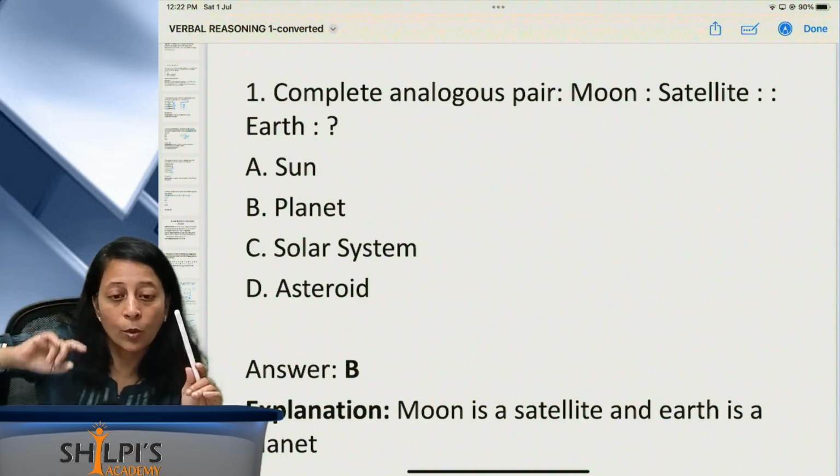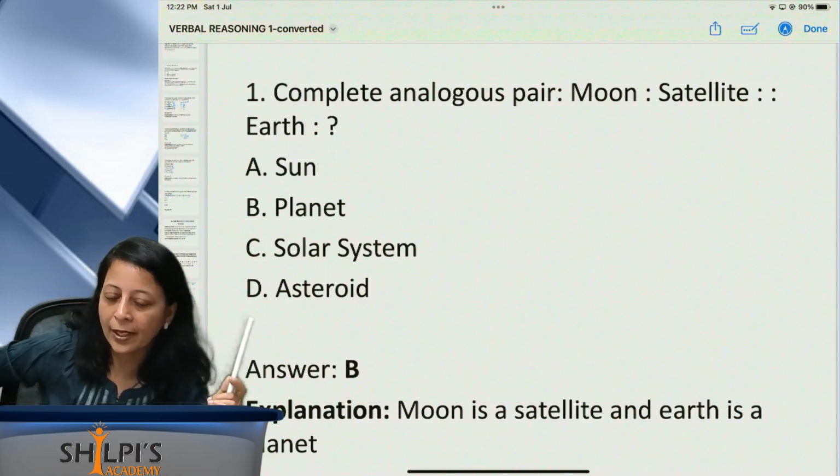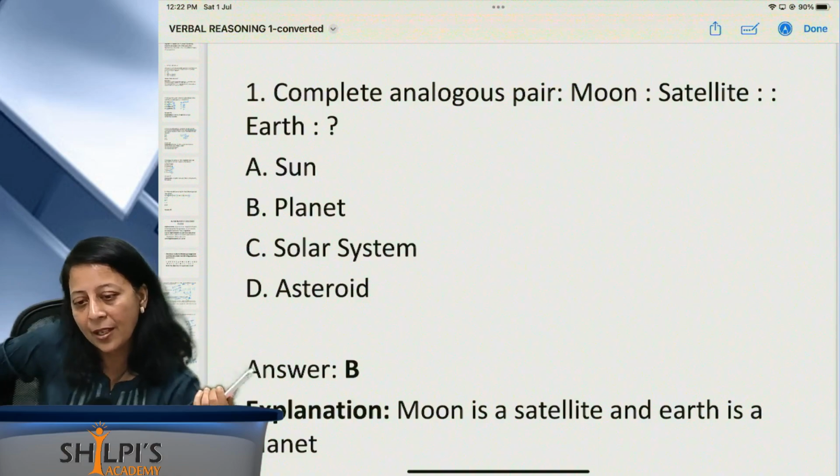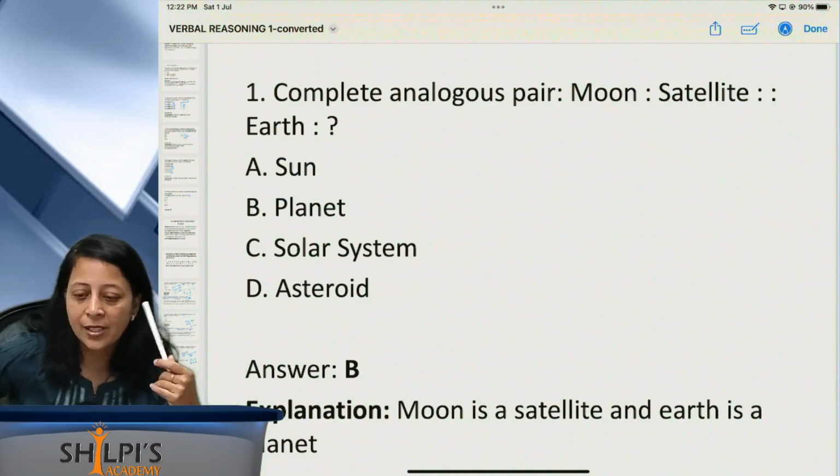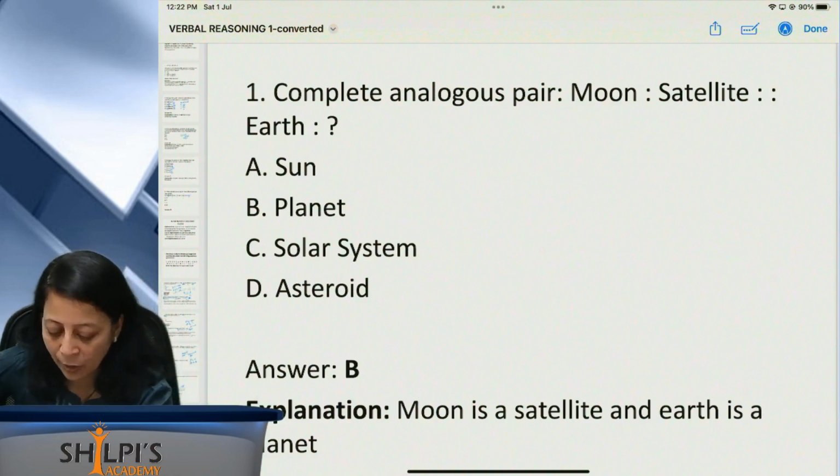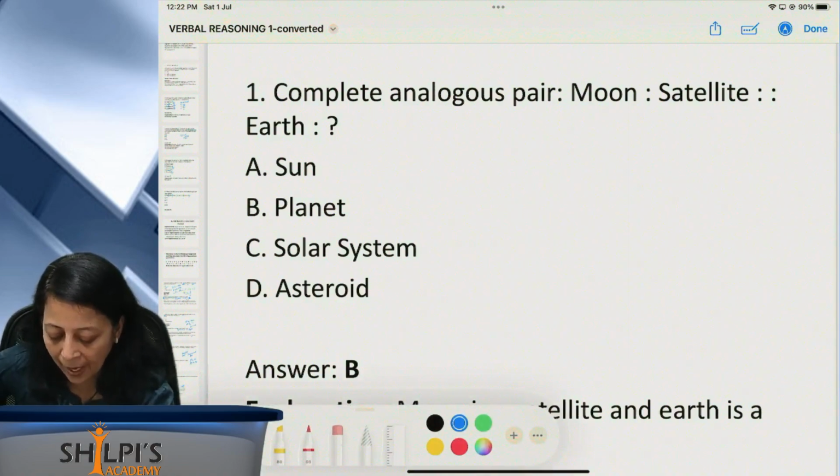What is it? Moon is a satellite, of course, no one can deny it. So earth is a planet, right? You have to just think in multiple ways how they are meant to be. Okay, so it is a planet.